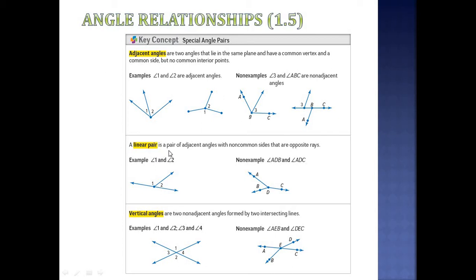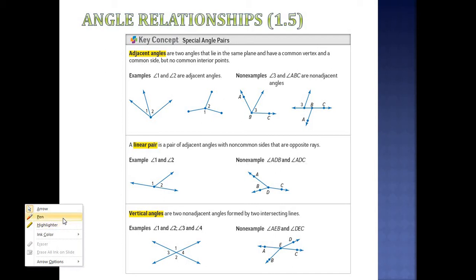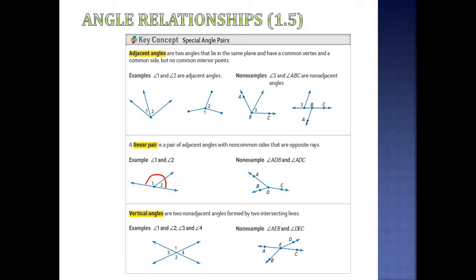Linear pairs are pairs of adjacent angles with non-common sides that are opposite rays. I kind of alluded to this back in the last section, and I said if two rays are opposite rays, then they form something called a straight angle, and straight angles have a measure that is 180 degrees. That's certainly going to come into play in this section here.